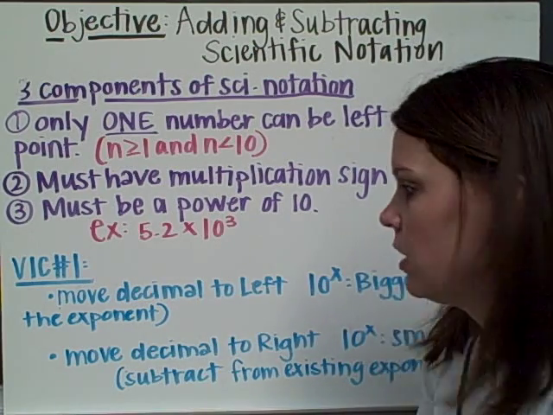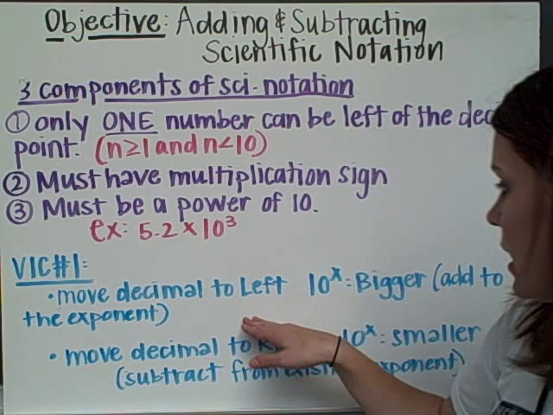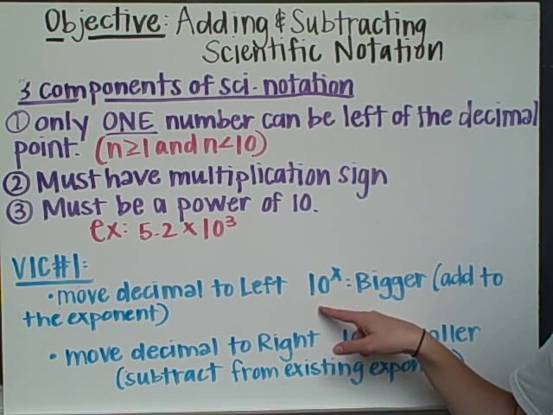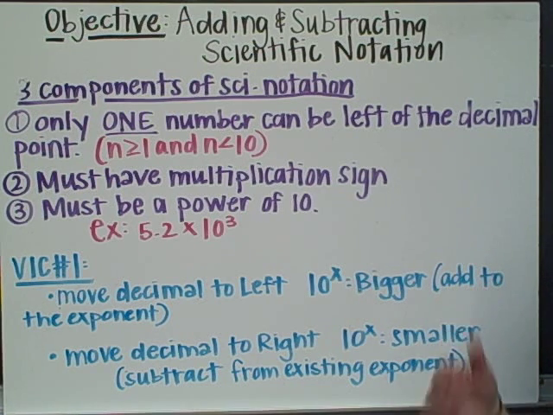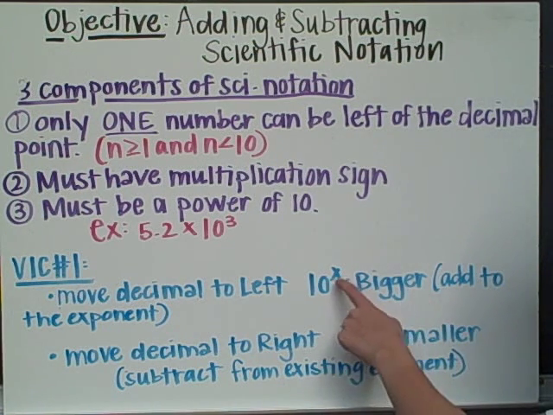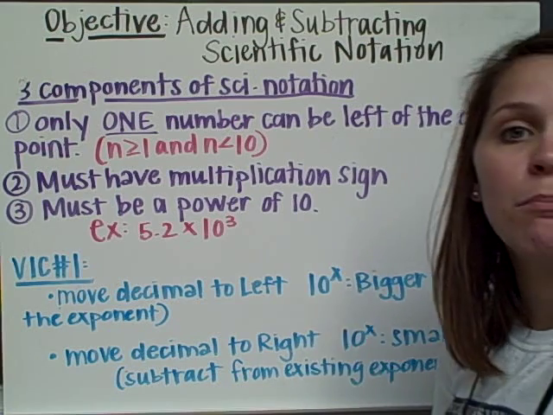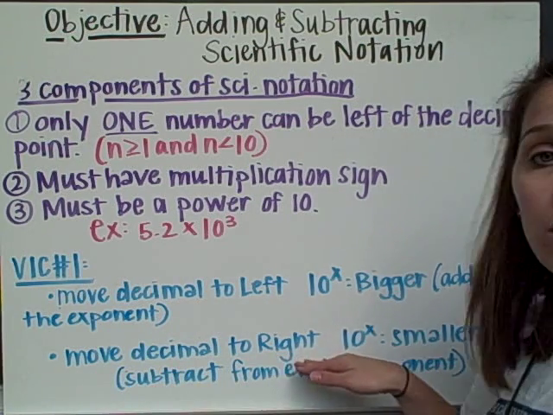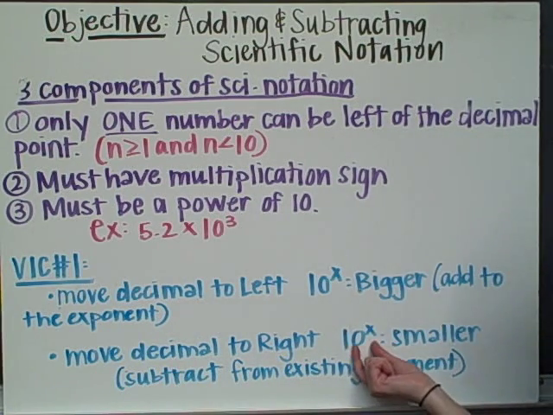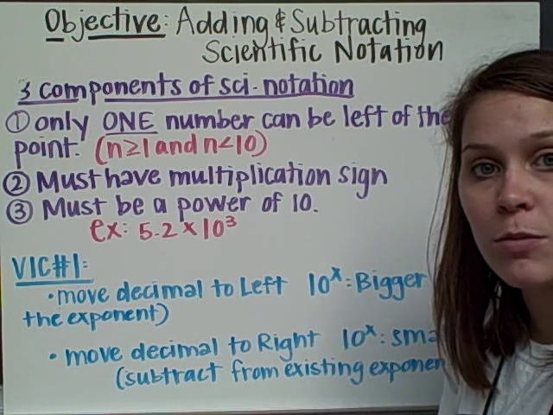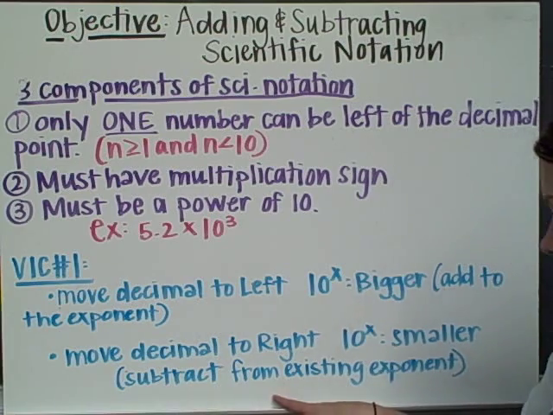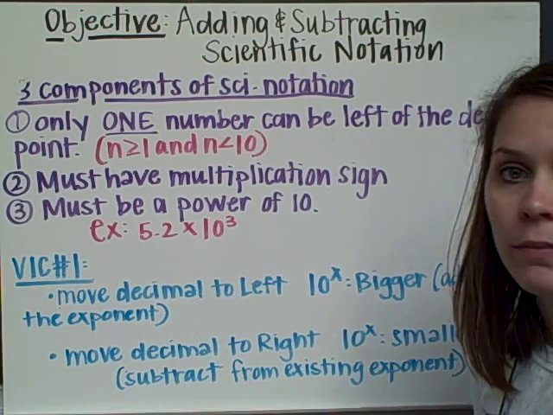Big number 1: when you are moving the decimal to the left, our base 10 power is going to get bigger. So you're going to add however many times you moved to that exponent. If you move the decimal to the right, then our base 10 power is going to get smaller. So however many times you move that decimal to the right, you'll subtract that number from your existing exponent.